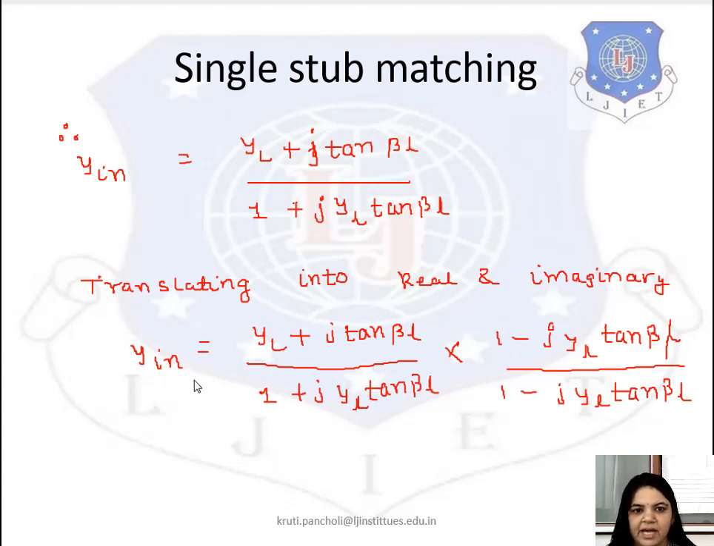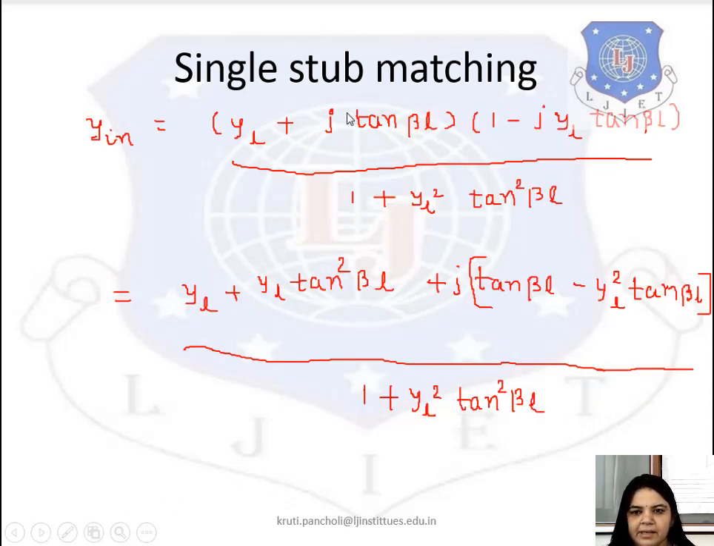So we have the equation Yin equals (YL plus j tan beta L) upon (1 plus j YL tan beta L). Now multiplying and dividing by the conjugate, (1 minus j YL tan beta L) upon (1 minus j YL tan beta L). Multiplying the numerator and denominator, it is (a plus b)(a minus b) equals a square minus b square that we are doing over here, so it is 1 plus YL square tan square beta L in the denominator.